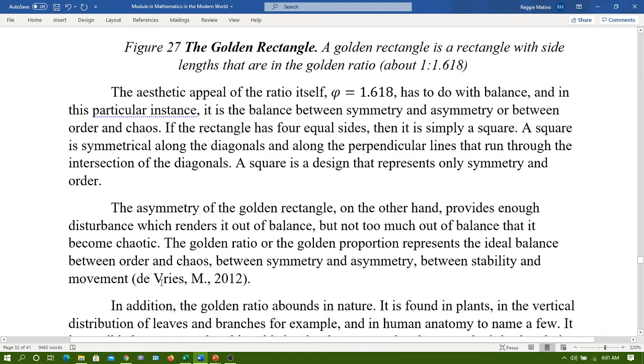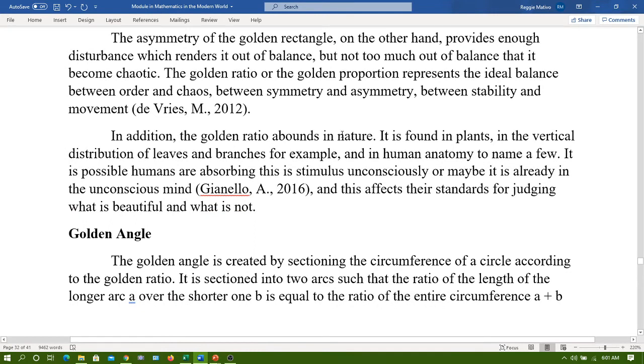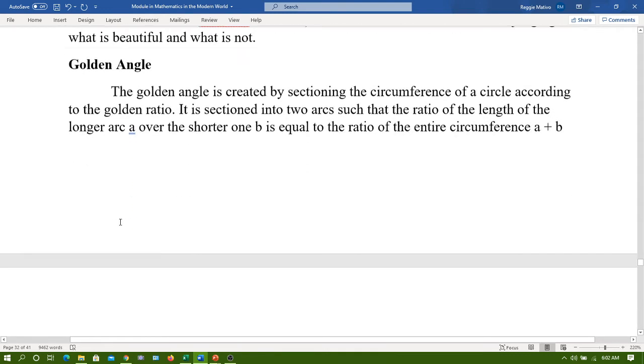That is from DeVries M 2012. In addition, the golden ratio abounds in nature. It is found in plants, in the vertical distribution of leaves and branches, for example, and in human anatomy, to name a few. It is possible humans are absorbing this stimulus unconsciously, or maybe it is already in the unconscious mind, and this affects their standards for judging what is beautiful and what is not.